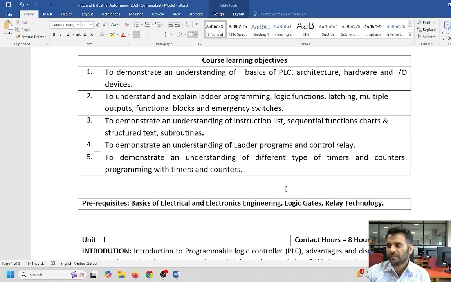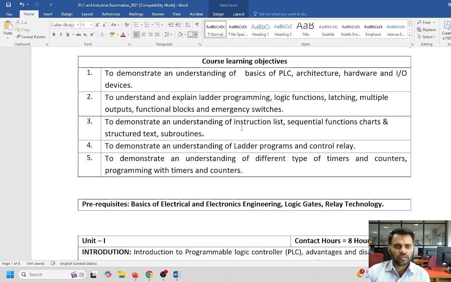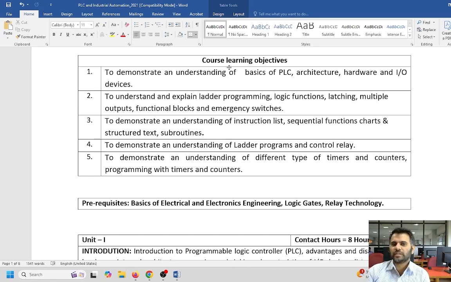Good afternoon, students. I'm Professor Vinay Shetty from the Electrical Department, here to give you a brief introduction about the PLC and Industrial Automation subject, which I will be handling. The course learning objectives are to demonstrate and understand the basics of PLC, the architecture of PLC, hardware and input-output devices. Also, we'll be learning the ladder programming, logic functions, latching, multiple outputs, functional block diagrams, and how to incorporate emergency switches in the system.